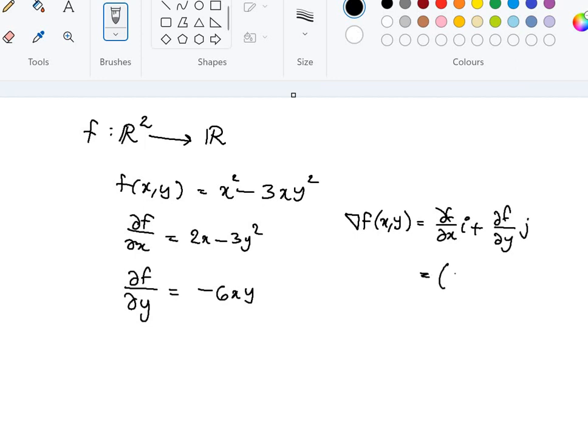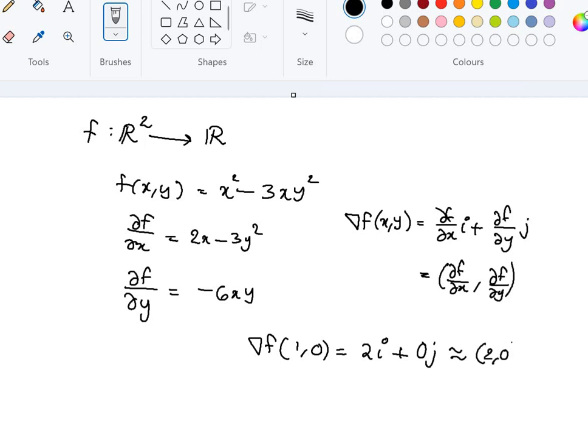Or this can also be treated as a point like dou f by dou x comma dou f by dou y. At any point x comma y, del f will give you a vector corresponding to that. For example, del f at 1 comma 0: dou f by dou x at 1 comma 0 is 2 minus 3 into 1 square, so 2i, and dou f by dou y at 1 comma 0 is 0, so 2i plus 0j. Or correspondingly you can take the point as 2 comma 0. You can use del f as a vector.